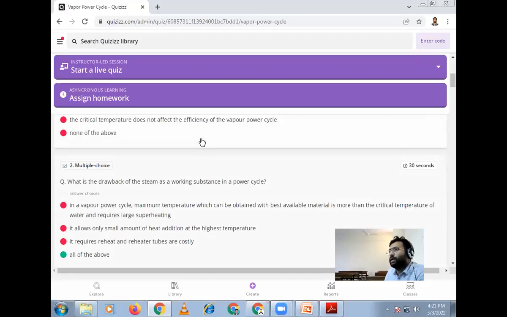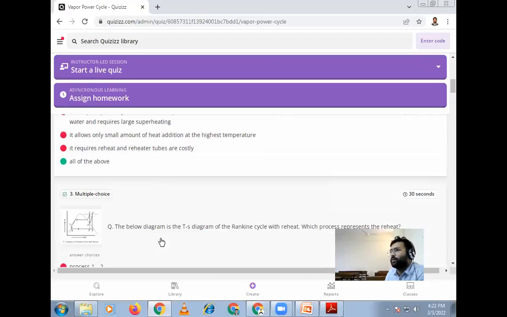What is the drawback of steam as a working substance in power cycle? In a vapor power cycle, maximum temperature that can be attained is limited. It allows smaller amount of heat addition at highest temperatures. It requires reheat, and reheated tubes are costly. So all of these are correct. There are limitations of temperature, of heat addition, and the reheating tubes are costly. So it is all of the above.